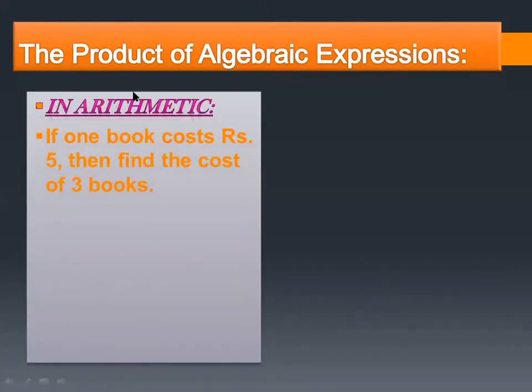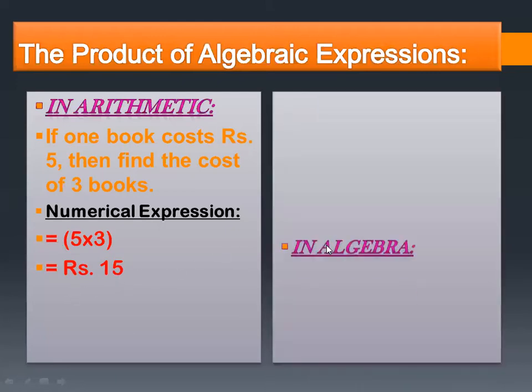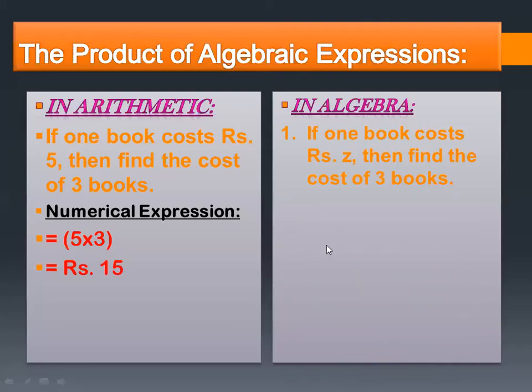So in arithmetic, if you have a question: if one book costs rupees 5, then find the cost of 3 books. If one book costs 5, what will 3 books cost? You will simply multiply it. The numerical expression will be to multiply 5 by 3. If the value of one is given and you have to find the value of 3, you multiply it, and it is very simple. What will be the price of 3 books? Rupees 15.